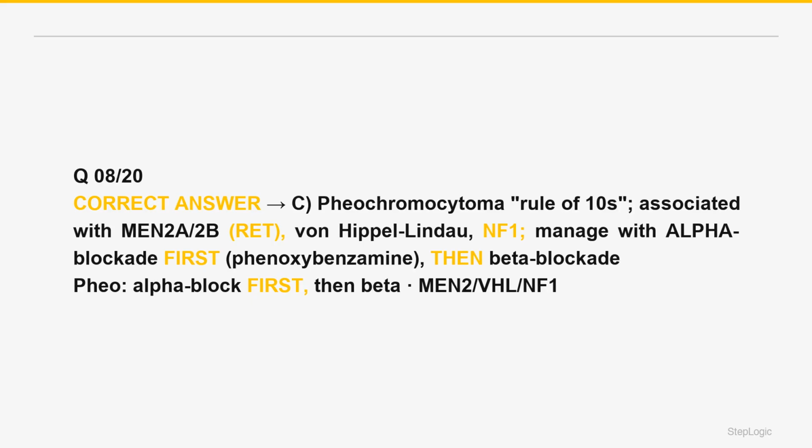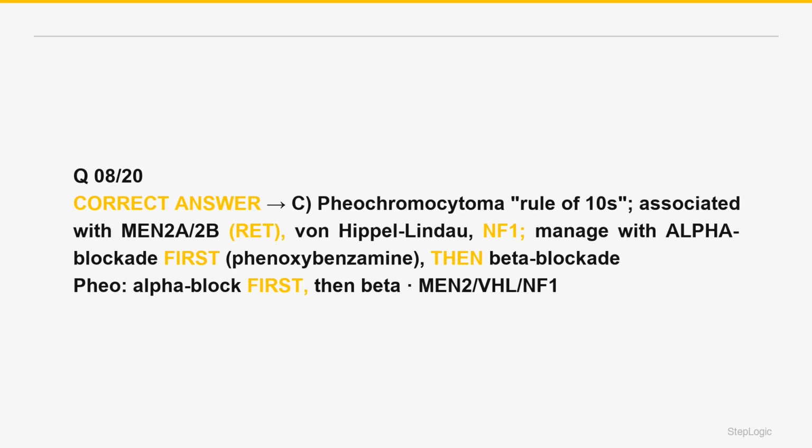The familial associations are high yield: MEN 2A and 2B, RET proto-oncogene, with medullary thyroid carcinoma; von Hippel-Lindau disease, VHL, with hemangioblastomas and RCC; and neurofibromatosis type 1, NF1. The management point is the classic trap. You must establish alpha blockade first, with phenoxybenzamine, an irreversible alpha antagonist, to control blood pressure and allow volume expansion, and only then add a beta blocker to control reflex tachycardia before surgical resection.